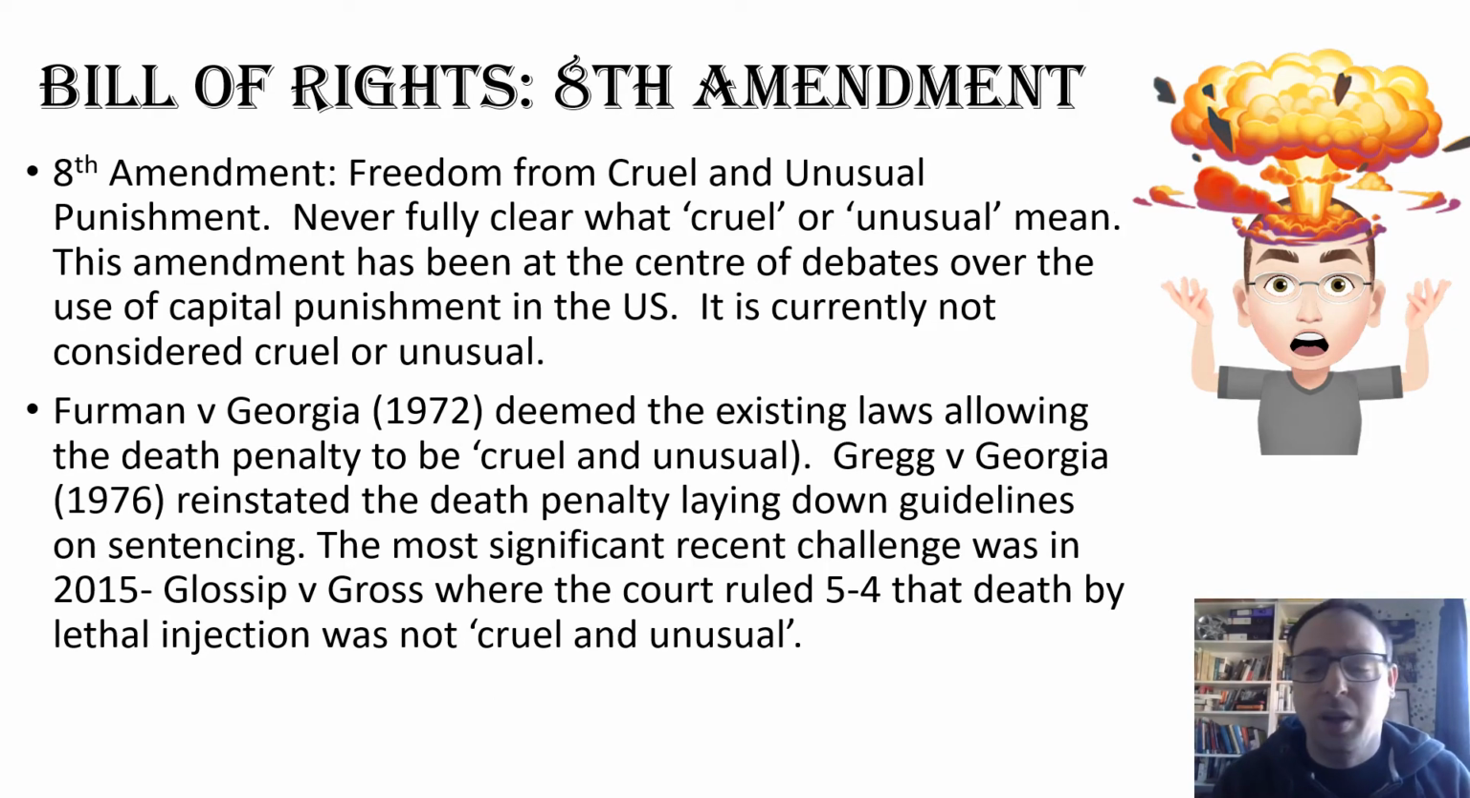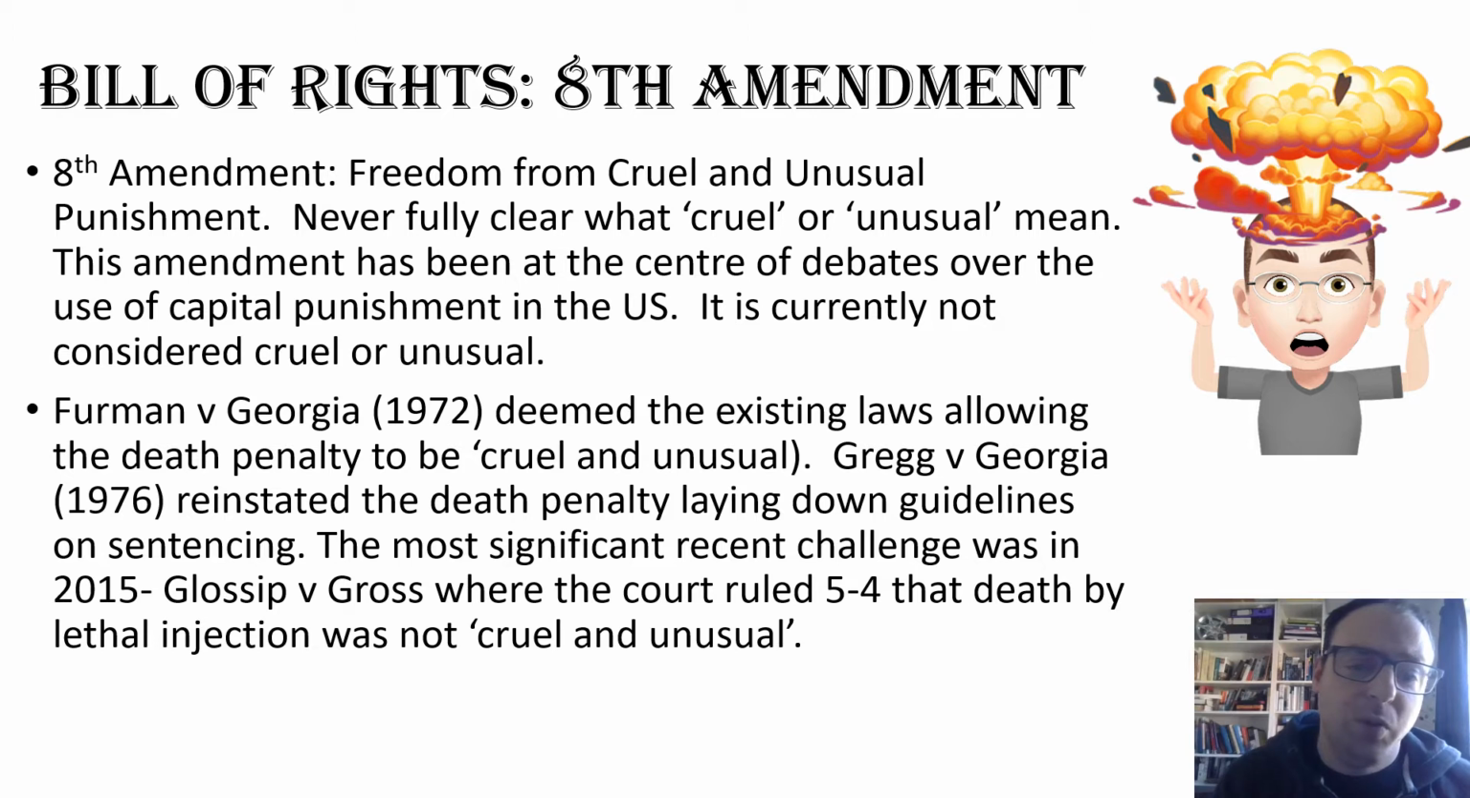Another key element of the Bill of Rights is the Eighth Amendment, which is to do with cruel and unusual punishment. I find this quite mind-blowing, because the argument about it is really around what cruel and unusual mean. Again, they are fairly vague in the original amendment, and so the Eighth Amendment has become the centre of debates over capital punishment. Capital punishment in the US is not currently considered to be cruel or unusual in terms of interpretation by the Supreme Court. Now, it has been in the past.